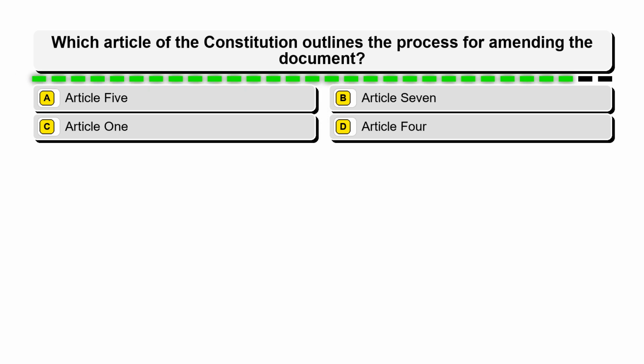Question 125. Which article of the Constitution outlines the process for amending the document? Option A, Article 5. Option B, Article 7. Option C, Article 1. Option D, Article 4.